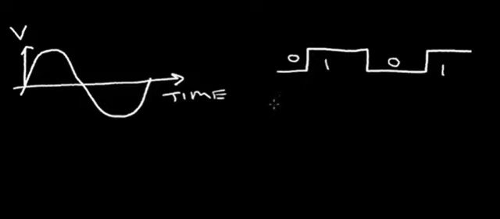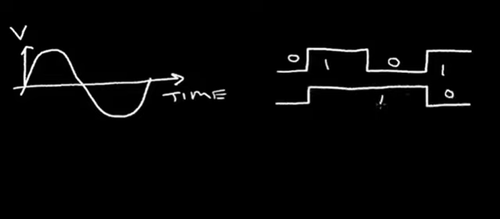We may have another digital bit that changes differently. It may go from 0 to 1, stay as a 1. Time later, it changes back to a 0. 0, 1, 0.